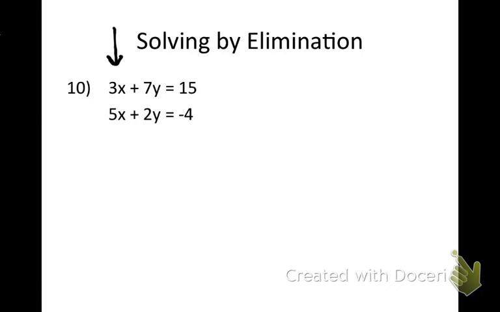So I want to find a common multiple. Andy, what's a common multiple for 3 and 5? 15. So the first equation, I'm going to multiply everything by 5, so I can get to that 15. So I get 15x plus 35y equals 75.